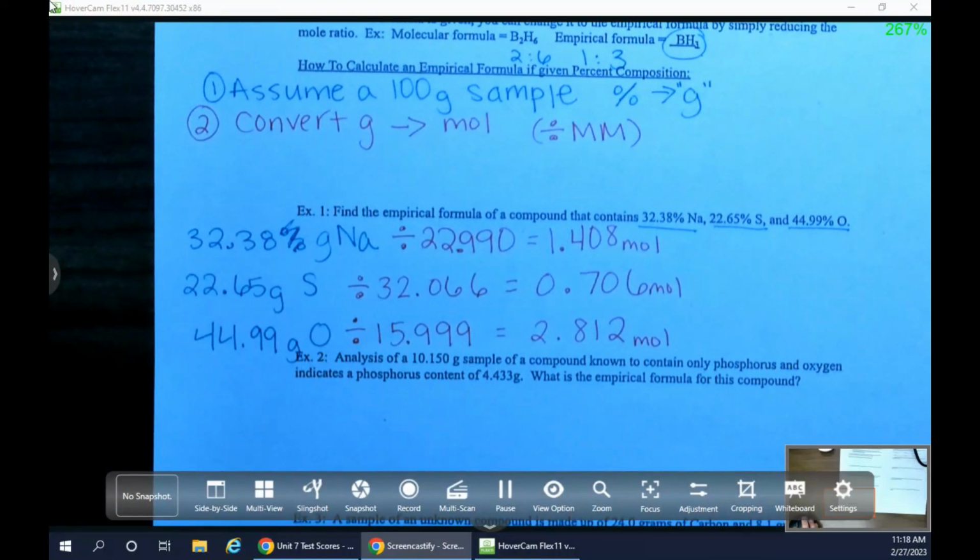Piece of cake. All right, so now we have moles. In an amazing world, we would just use those as our subscripts. So we would say sodium 1.408, sulfur 0.706, like as subscripts, right? But we know that in all the chemical formulas that we've seen, what are those subscripts? Are they ever decimals? No, they need to be whole numbers, right? So what we're going to do is step number 3.